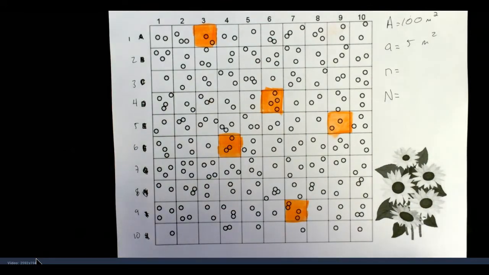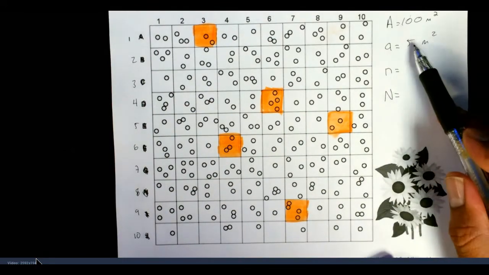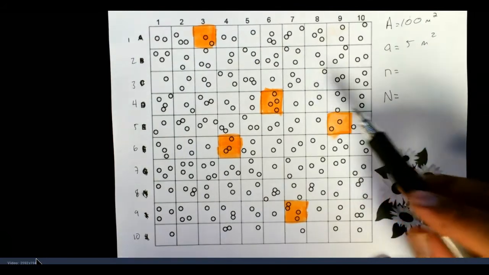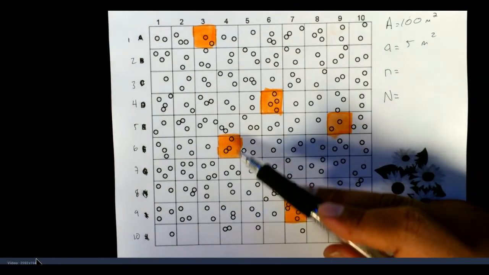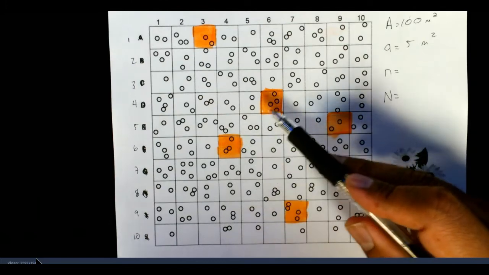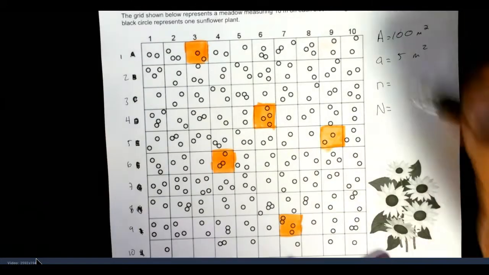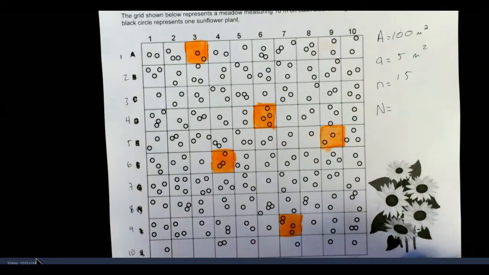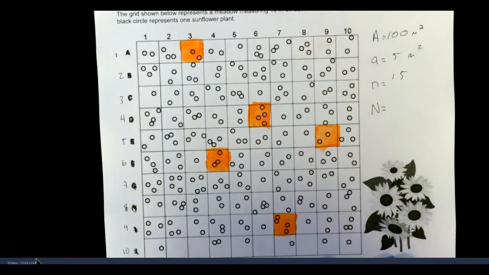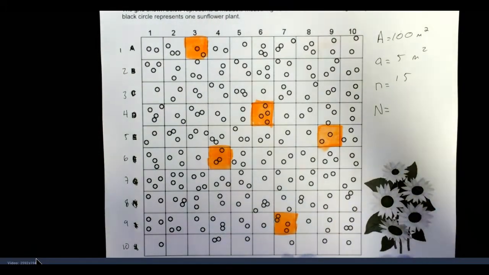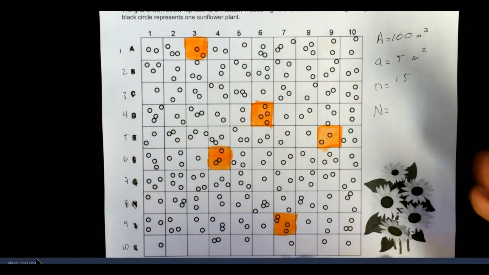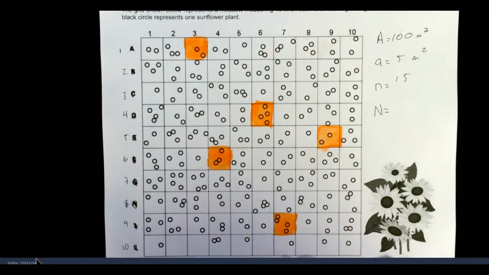All right, what about little n? Little n is, okay, out of the 5 that I sampled, how many were in there? 1, 2, 3, 4, 5, 6, 7, 8, 9, 10, 11, 12, 13, 14, 15. I had 15 sunflowers or 15 barnacles or 15 sea monkeys, whatever it happens to be. And now it's just a matter of letting the equation do the rest of the work.